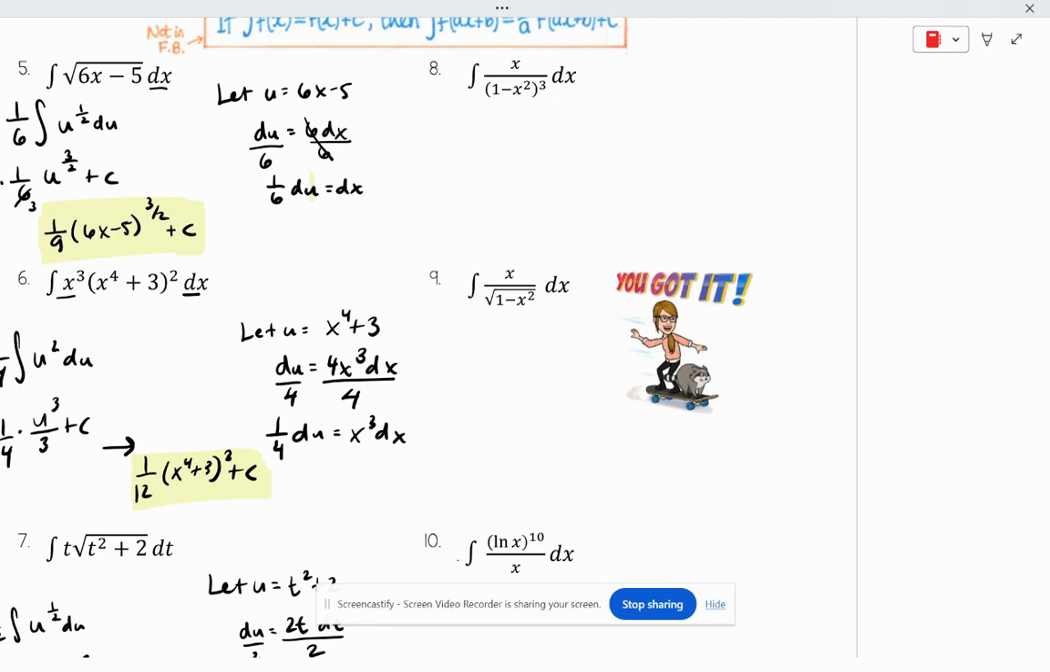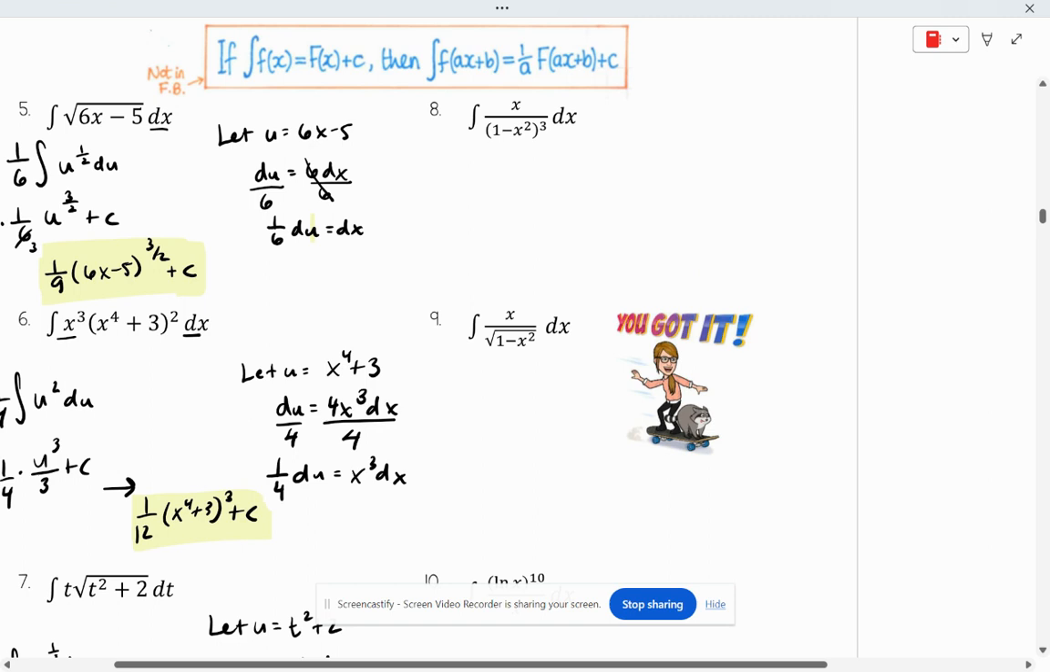All right, why is 8 a little tricky? What do you guys think? Have you guys done anything with fractions just yet?